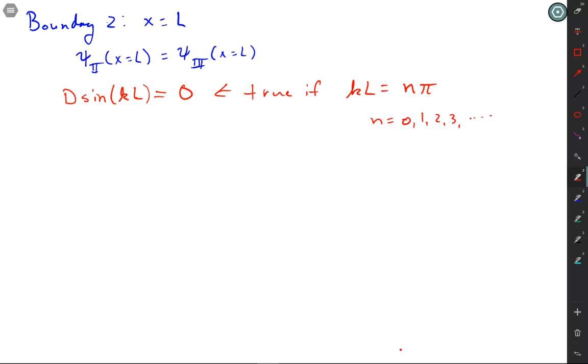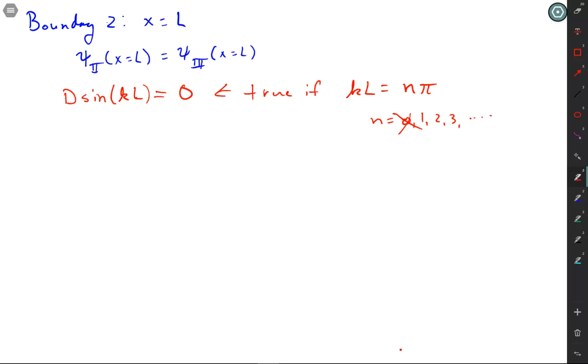But I have to make one caveat there. Not really 0. Why not 0? That would again give you the trivial solution. We love trivial solutions, but they're not our answers. Okay, so this is the quantization.